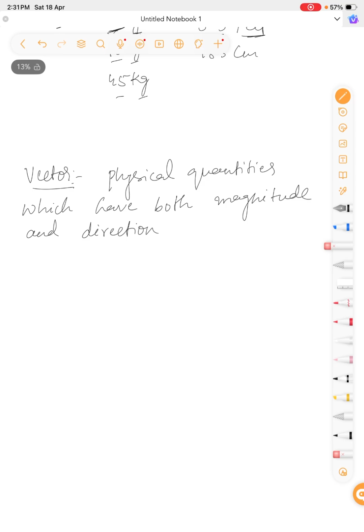For example, if I say 5 Newton force is acting on this block, does it give complete information about that force or about how this body moves? No, right? Because we have to mention that the 5 Newton force is acting in this direction or this direction or this direction. So here we have to define the force perfectly with both magnitude and direction.